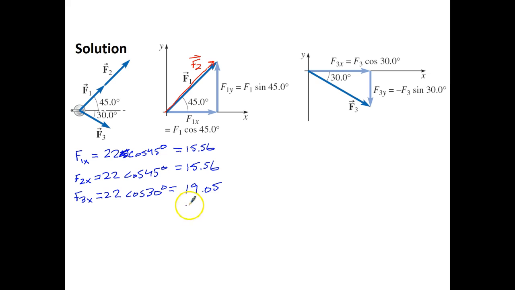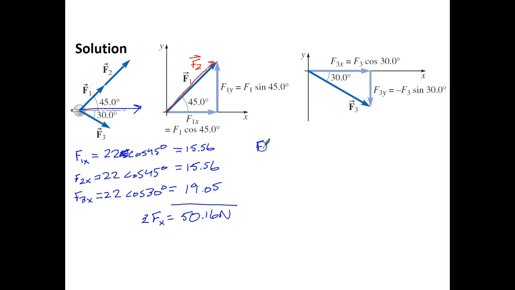I need to sum all these together, and that will tell me what the overall force is just going in the X direction from these three vectors. So if I add those up, I should get somewhere around 50.16 newtons. Now that we've done this in the X direction, so that's the sum of the forces in the X direction, we need to do it in the Y direction also.